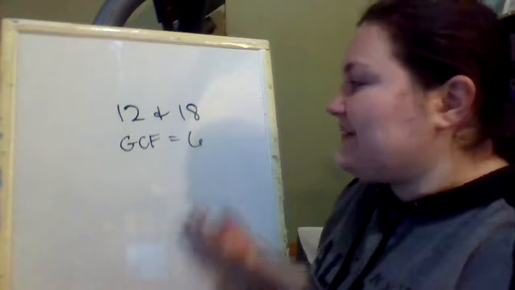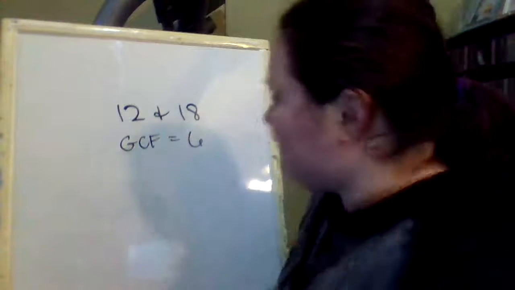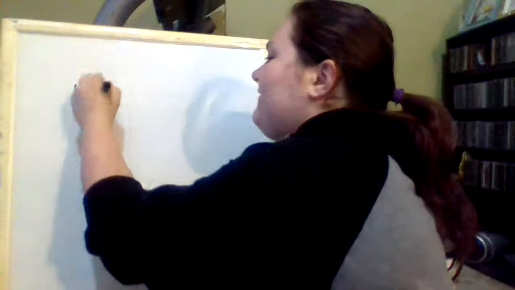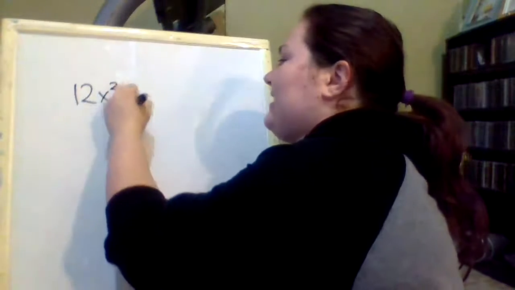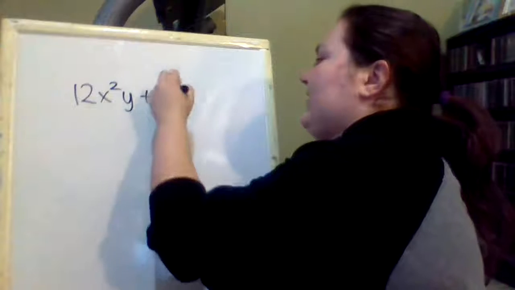Now you can do that same thing even if there are variables in it. So for example, I could give you something like, let's do 12x squared y plus 18xy.